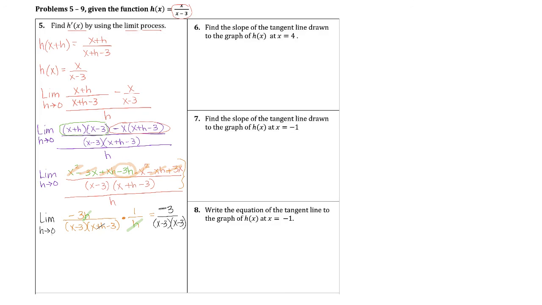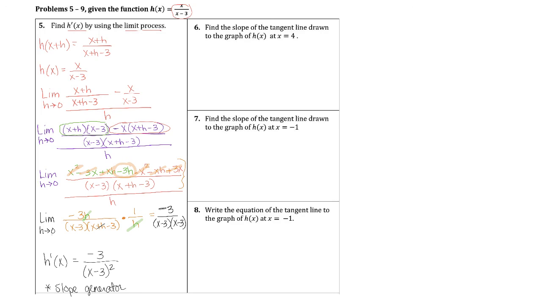So now I know that h prime at x, I know what that derivative is. H prime at x is negative 3 over x minus 3 all squared. So now I have what I like to call my slope generator. Slope generator.